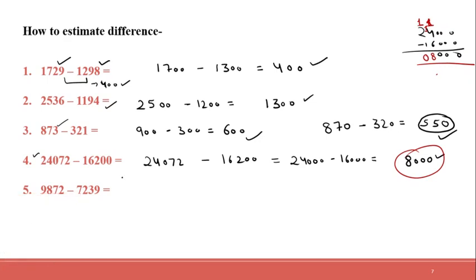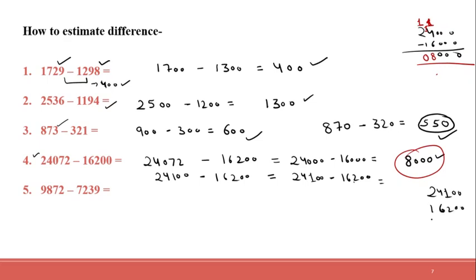The next way to do this is we can round it off to the nearest 100. So how will it work? 24,072 will become 24,100 because it is more than 50. So we'll round it off to the nearest 100, minus 16,200, and it will give you 7,900.